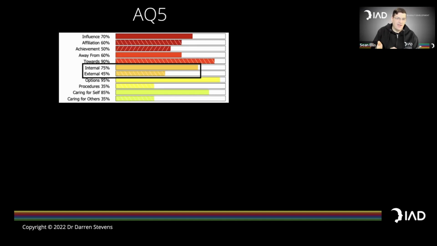And at AQ5, at lower levels of dynamic intelligence, we can see that there's large imbalance there. This individual, it could be imbalanced either way. But in this case, this individual is more internal than external. They rely more on their internal frame of reference. But because the gap is so large, it makes it difficult for them to access an external frame of reference. They're not likely to listen to the advice of others and the counsel of others.